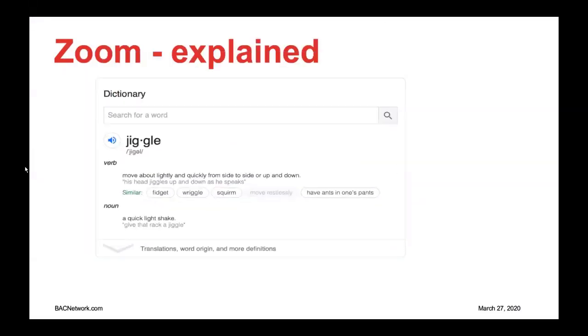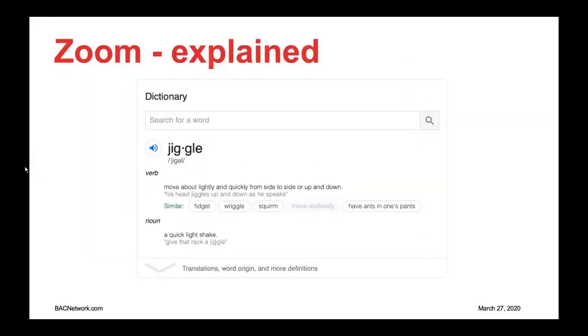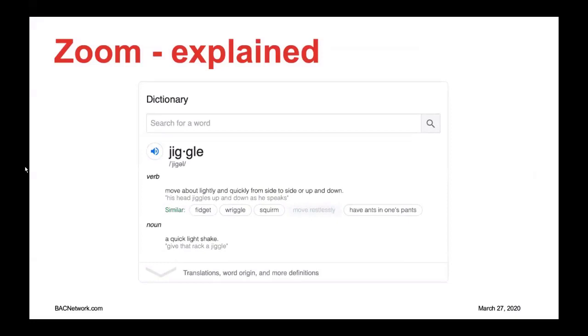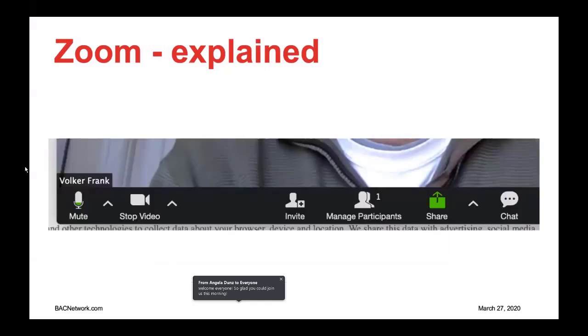So if the controls disappear, you just need to move your mouse and you'll be able to see these buttons, or some variation of it, depending on whether we're sharing something or not.